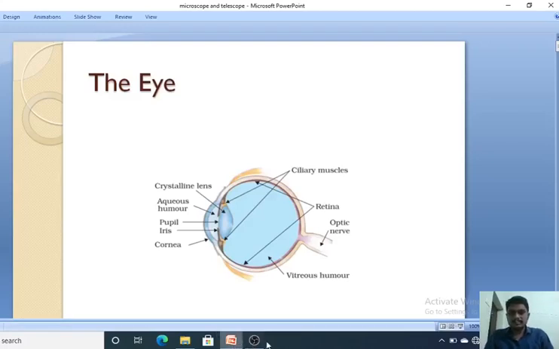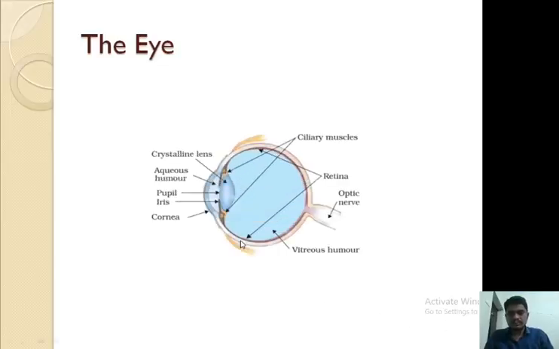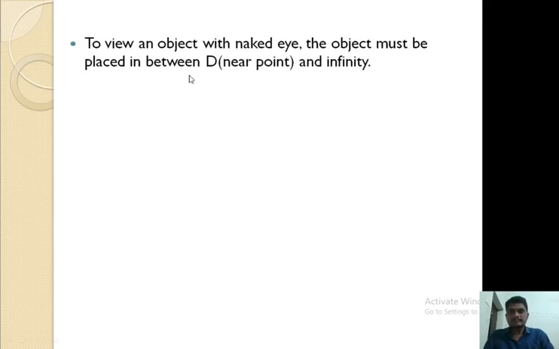In the previous class, we discussed the structure and working of the human eye. With the naked eye, without the help of any optical device, we can see the objects around us when they are placed between infinity and the near point. So what is the near point? It is about 25 centimeter in a normal eye, the near distance for clear vision.